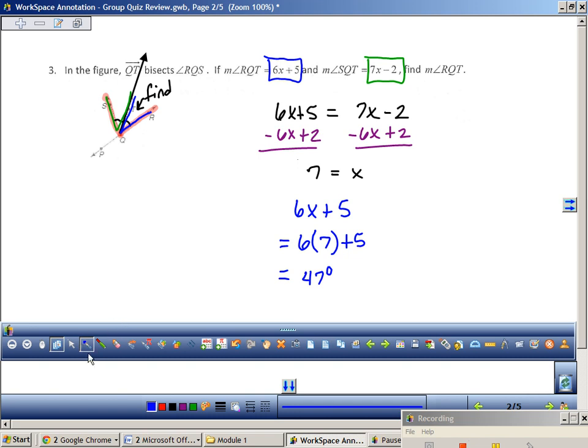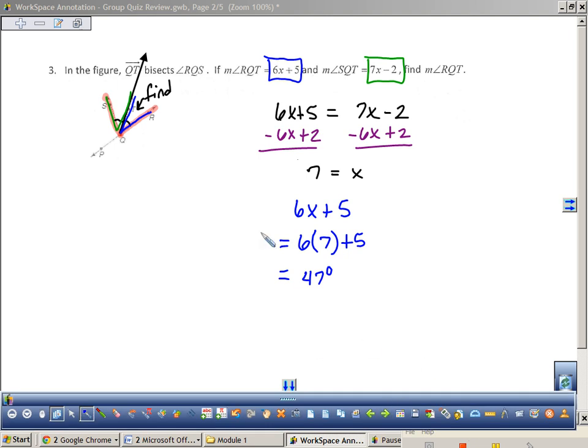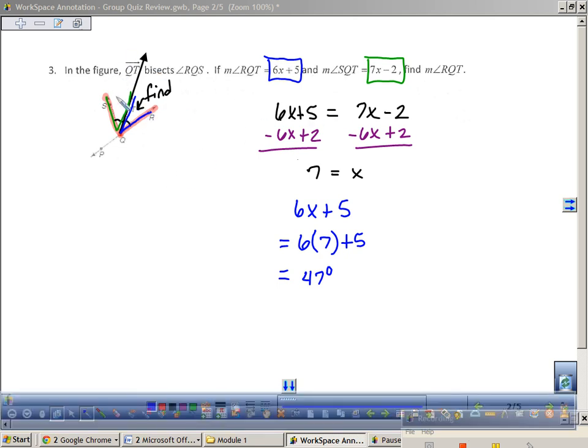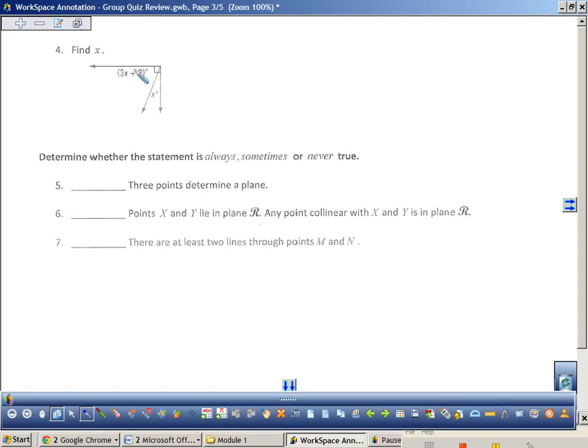Okay. Alrighty. I'm just trying to say, you have to read what they're asking you to find. Sometimes they'll ask you for that angle, sometimes they'll ask you for that angle, sometimes they'll ask you for both of them put together. Okay? Questions? Alright, moving on. Number 4, find x.